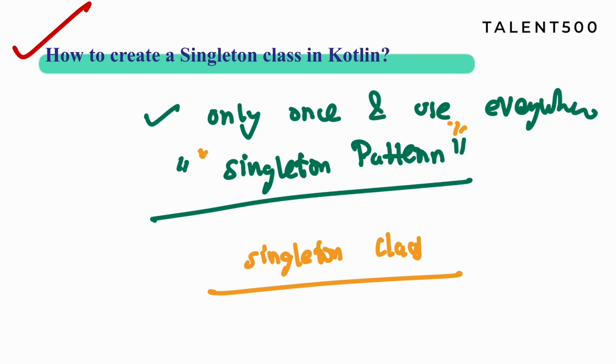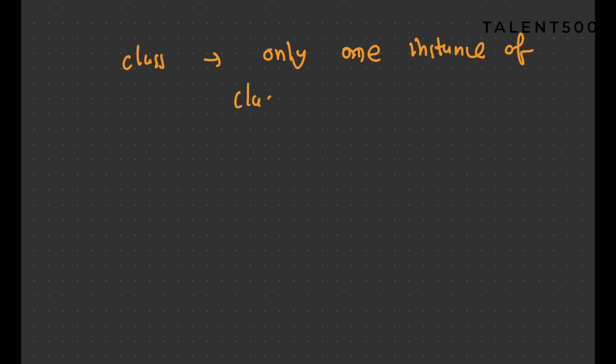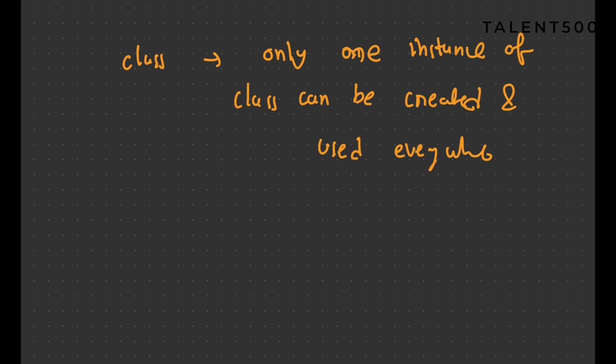So a singleton class is a class that is defined in a way that only one instance of the class can be created and used everywhere. Perfect. All right, so singleton classes are such classes that are defined in a way that only one instance of that class can be created and used everywhere.